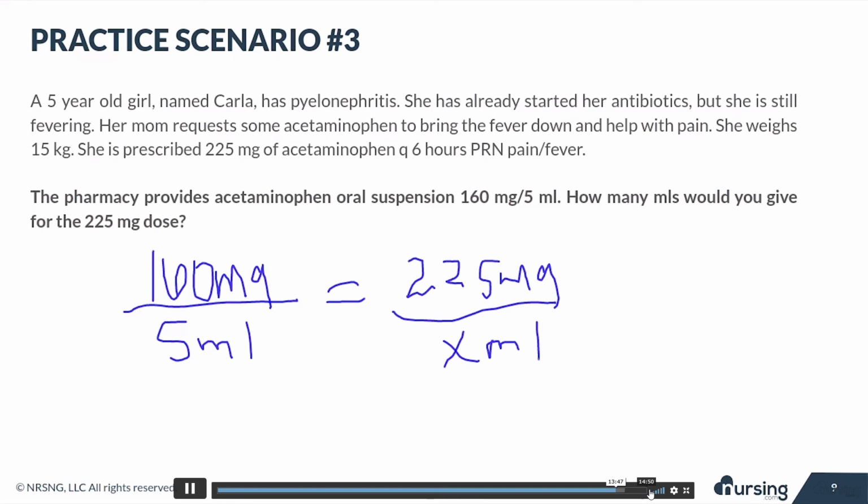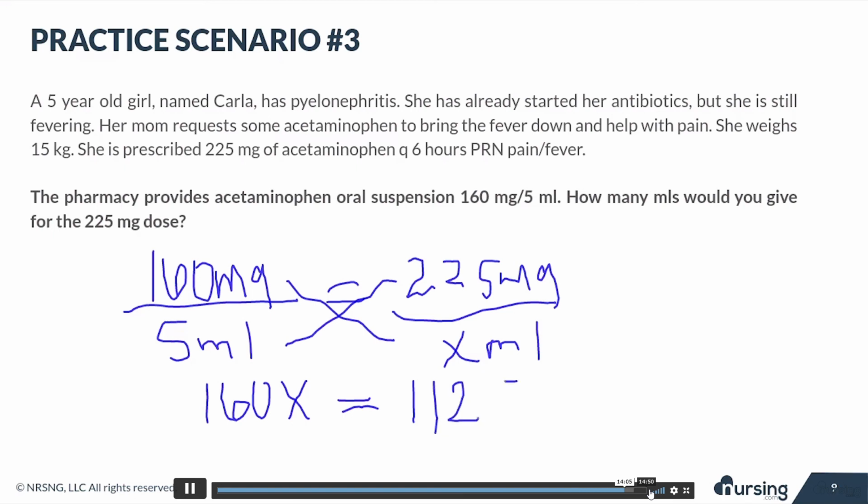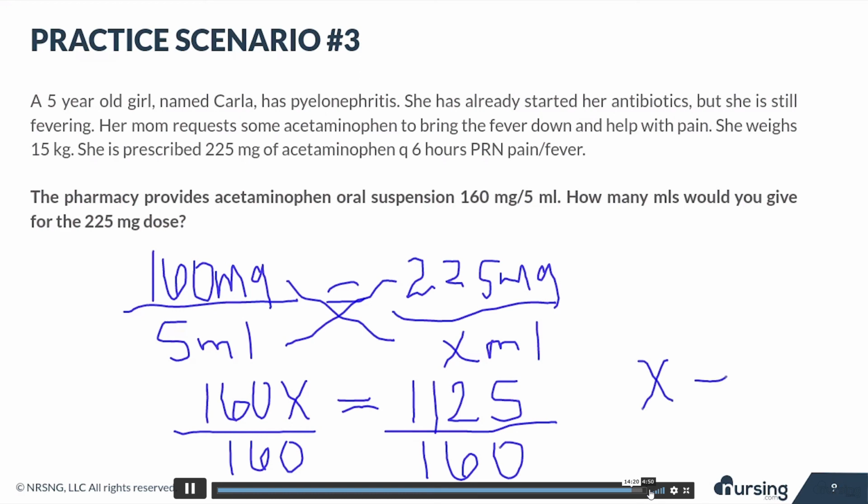So when we do 160 cross multiplying with X, we're going to get 160X and we're going to equal, and then we're going to cross multiply again and multiply 225 milligrams by 5 mLs. And what we get then is 1,125. Now, from this point forward, it's very simple. Again, we're just going to solve for X. So we're going to divide by 160, divide by 160. And what we get there is X equals 7. So we are going to give 7 mLs to make sure that Carla gets the 225 milligrams that she's prescribed.